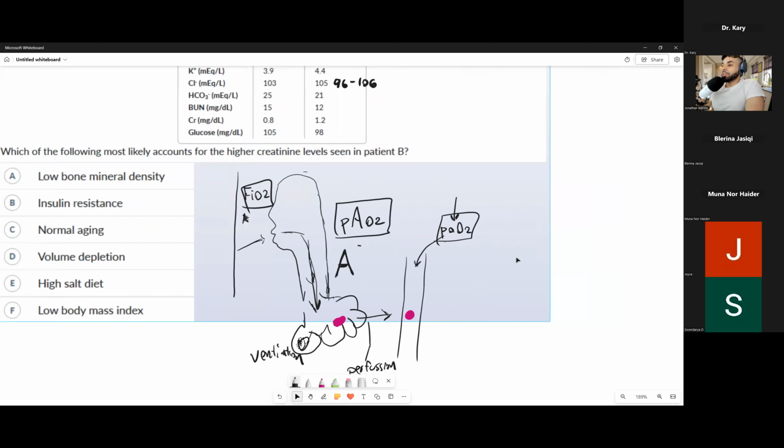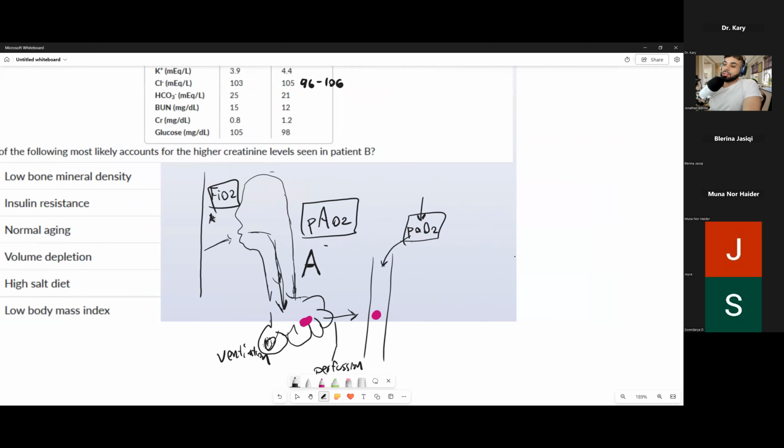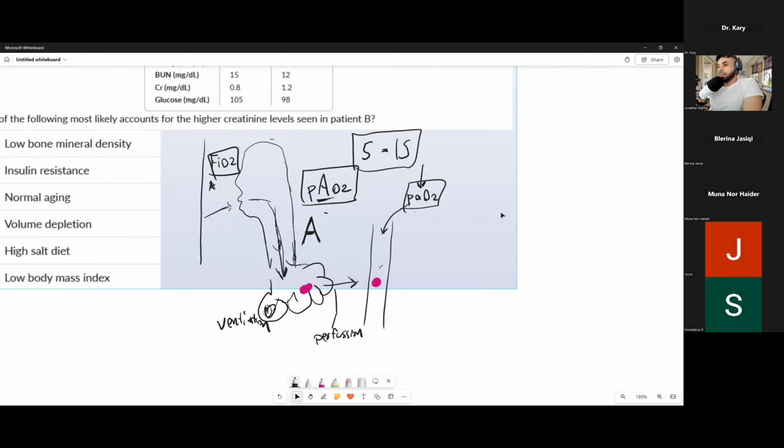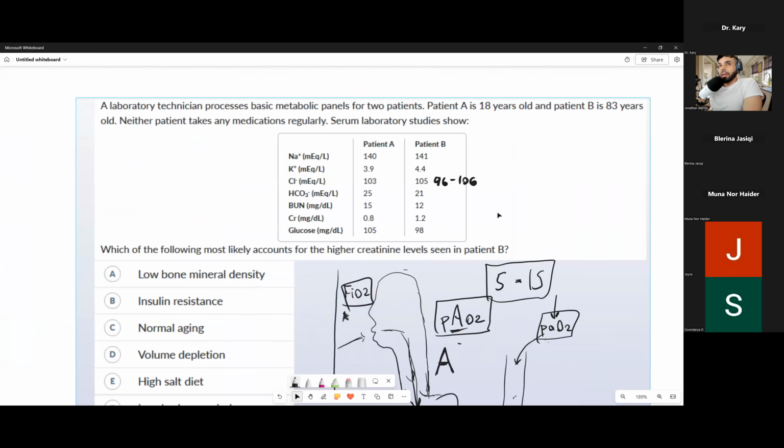So you have to measure the amount of oxygen that got in through the ventilation system, and you subtract the amount of oxygen that's in the blood. It should give you a number. In normal patients who are not 85 years old, it's 5 to 15. We don't even need to calculate for age in that sense. But if it's an elderly patient, you need to calculate for age.